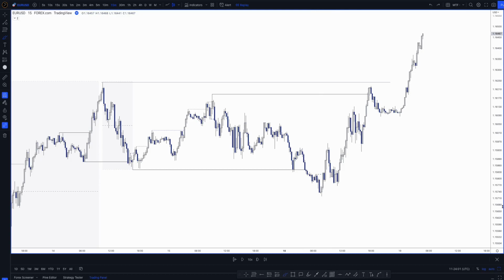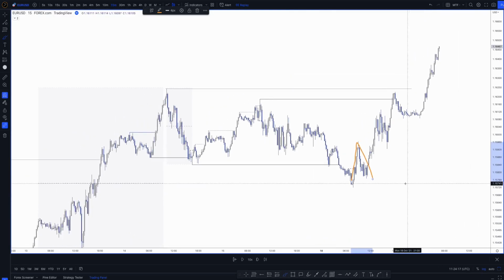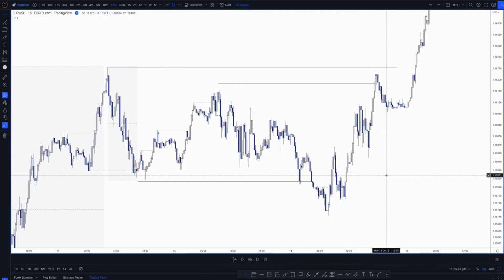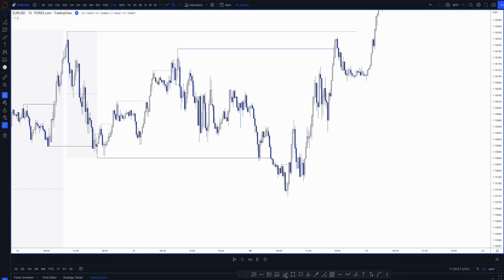Because we know, what does change of character signal? Change of character just signals the start and end of internal pullbacks, okay? So ideally what we would have wanted to see is a clear internal break of structure. I mean, arguably, you maybe could have called that internal structure. It's not great. But in this instance, there's other confluence we can look at as well, liquidity and supply and demand, which we'll get into. But I just want to talk from a point of market structure. Yes, an M15 CHoCH is not the best signal that a 4-hour high low is in place.